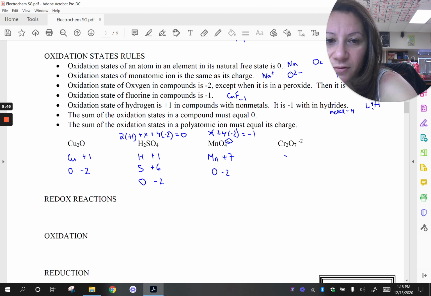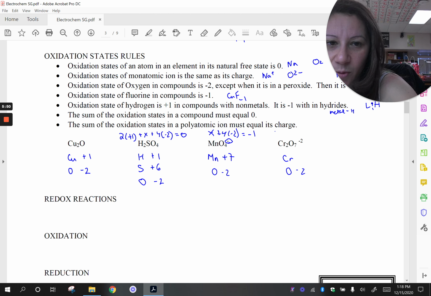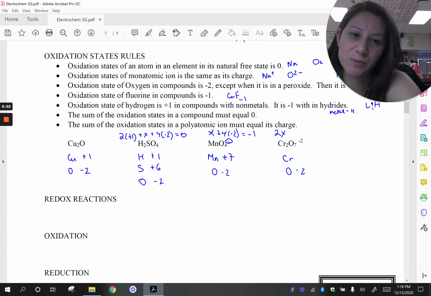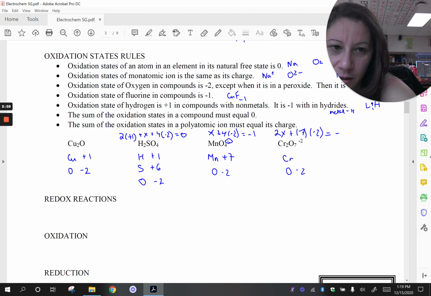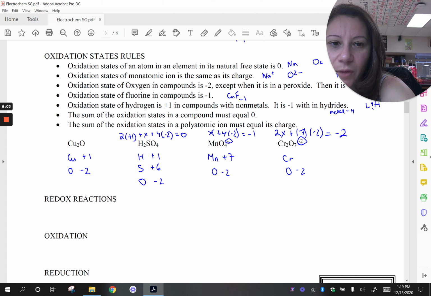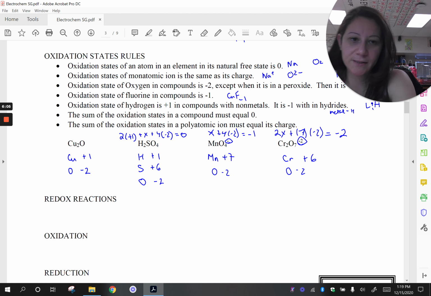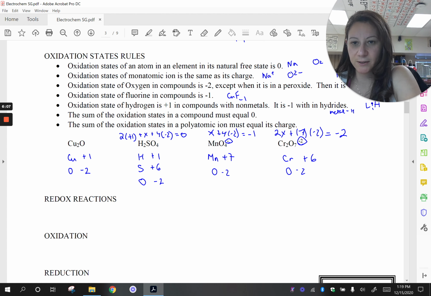Dichromate ion, we don't have a rule for chromium. We have a rule for oxygen, it's -2. And so I'm going to say 2X, because I have 2 chromiums here, plus 7 oxygens, each are -2, should all equal -2, because that's the total charge on the species. And so my chromium here is a +6. So each of the chromiums is a +6.